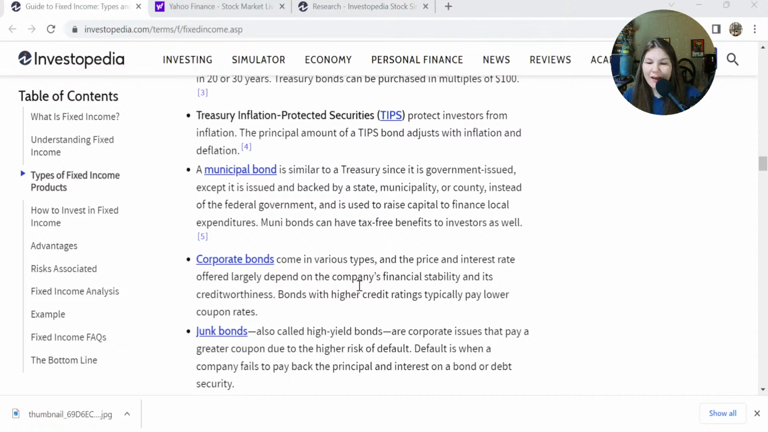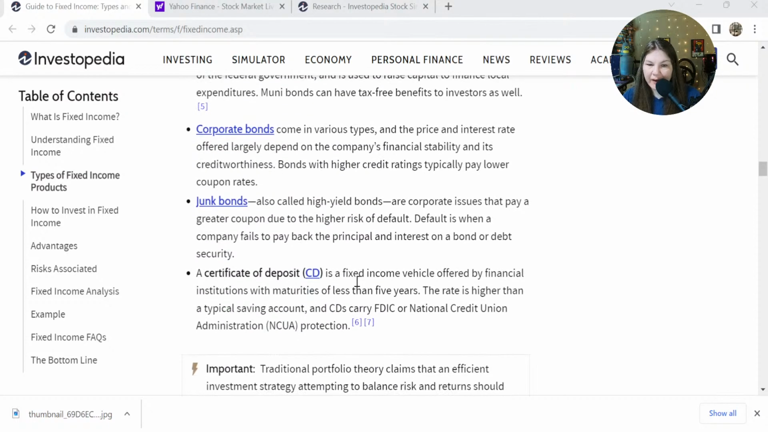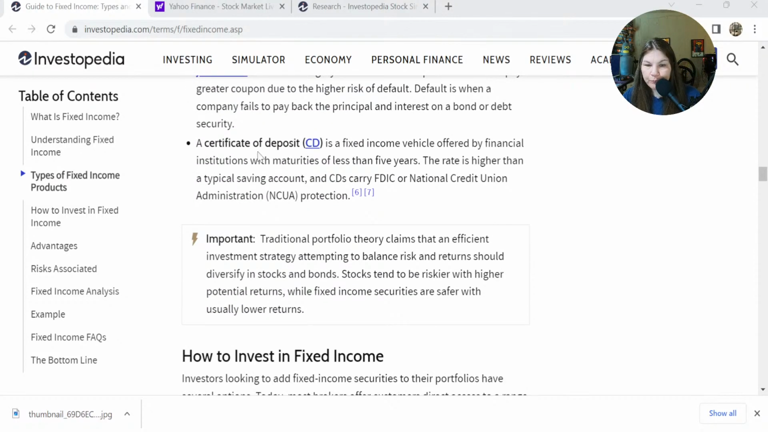Corporate bonds come in various types, and the price and interest rate offered largely depend on the company's financial stability and its creditworthiness. Bonds with higher credit ratings typically pay lower coupon rates. Junk bonds, also called high-yield bonds, are corporate issues that pay a greater coupon due to the higher risk of default. Default is when a company fails to pay back the principal and interest on a bond or debt security.